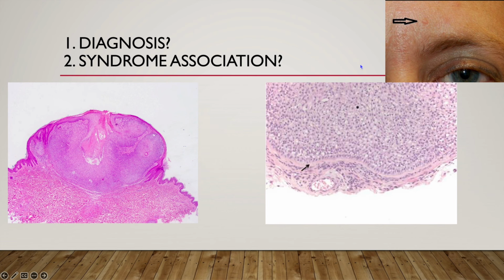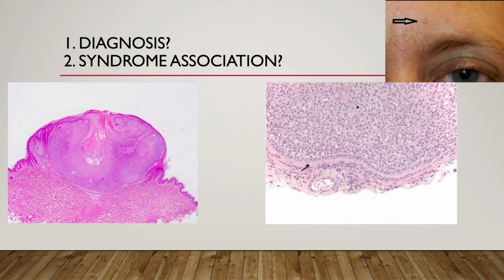Here we have this smooth dome-shaped appearance on the face. From low power, you see the squamous proliferative lesion in a rounded lobular architecture. There's hyperkeratosis, and as you look closer, there are clear cells that are palisading, and you have this thickened basement membrane. What's the diagnosis? What's the syndrome association?